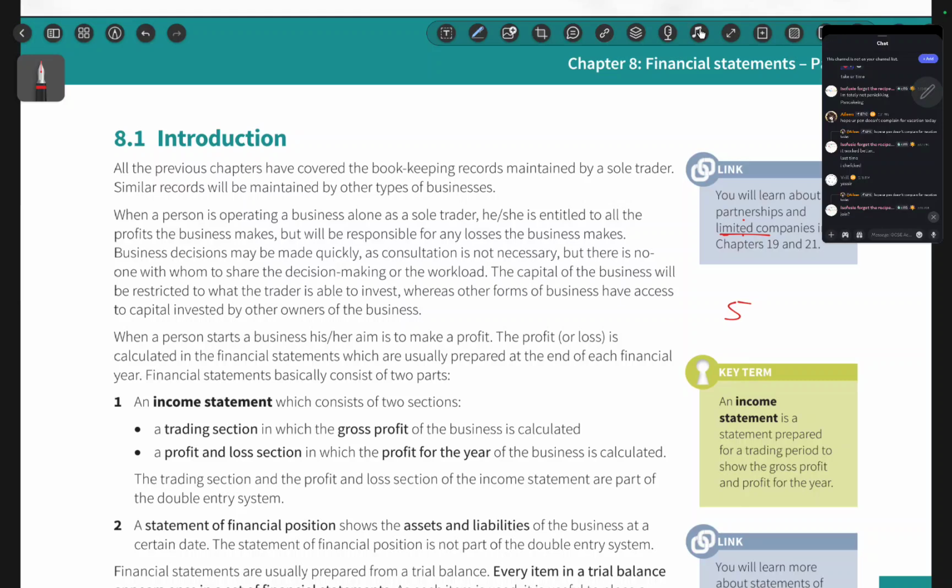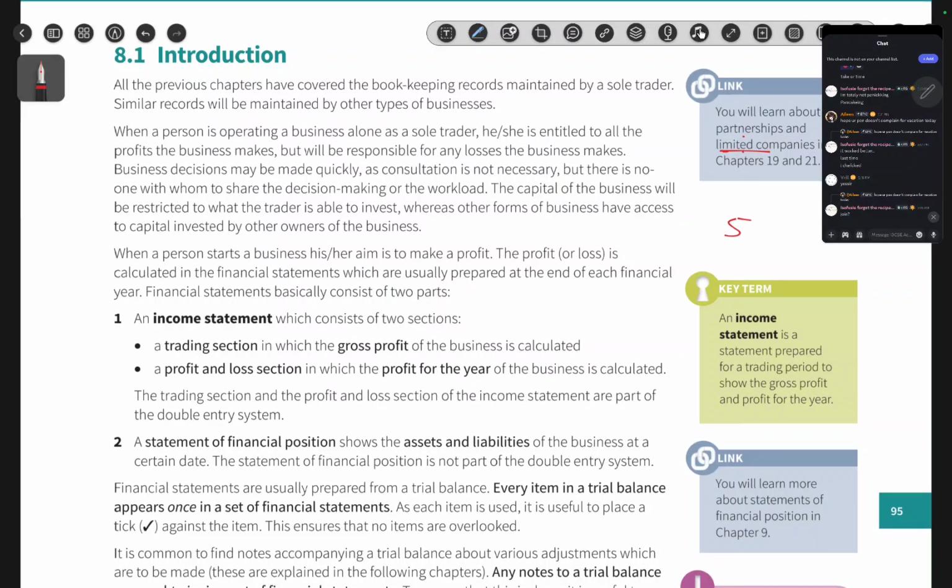Whereas other firms can have access to capital invested by other owners, like if it's a partnership, then other owners can do it, and if it's a limited company, then shareholders can also invest. When a person starts a business, the aim is to make profit. The profit is calculated in financial statements, which are prepared at the end of each financial year.